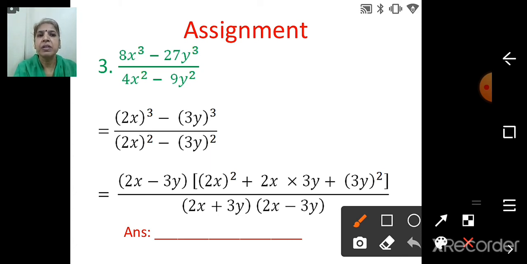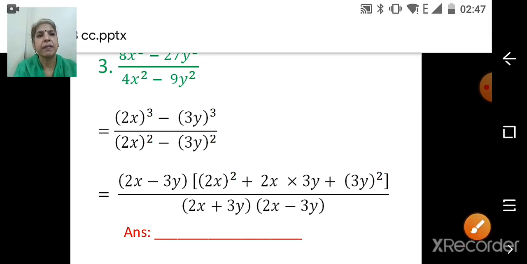Then what will you do? You will divide the common one, and then what is remaining will be your answer. So this way you have to solve it. You have to simplify this part also, children. In your answer, this will be a part of simplification. (2x) the whole square will become 4x square, plus 2x into 3y, 6xy, plus (3y) the whole square, 9y square. Like that you will be writing the simplified answer.